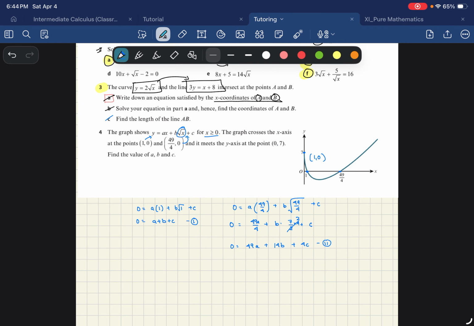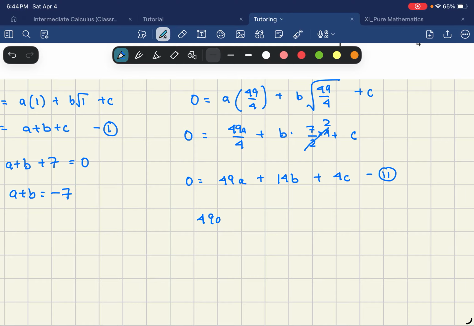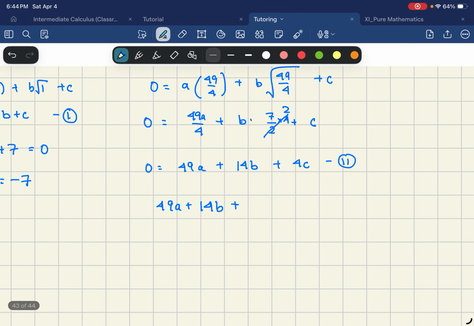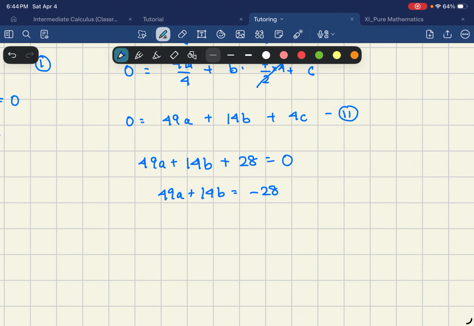And we know that if I substitute x is equal to 0, y is equal to 7. So 7 is equal to, if I substitute 0 here, this collapses to 0, this collapses to 0. So we know that c is just 7. So a plus b plus 7 is equal to 0, which gives me a plus b is negative 7. And we know that 49a plus 14b plus 4c is 0, right? So 7 times 4 is 28. So 49a plus 14b is negative 28. And we can divide everything by 7. So 7a plus 2b is equal to negative 4.